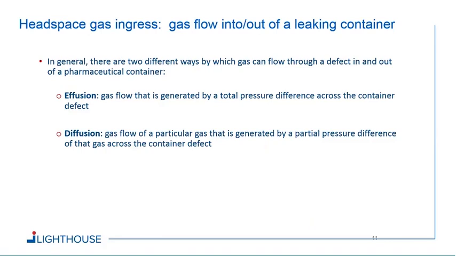The second regime is diffusion. And in diffusion, gas flow of a particular gas is generated by a partial pressure difference of that gas across the container defect, or just a natural random walk migration of gas molecules. So you can have a container which has a 1 atmosphere headspace. You can have a storage environment where it's 1 atmosphere outside. But if that container has a defect in it, you will see gas flowing in and out of that container.